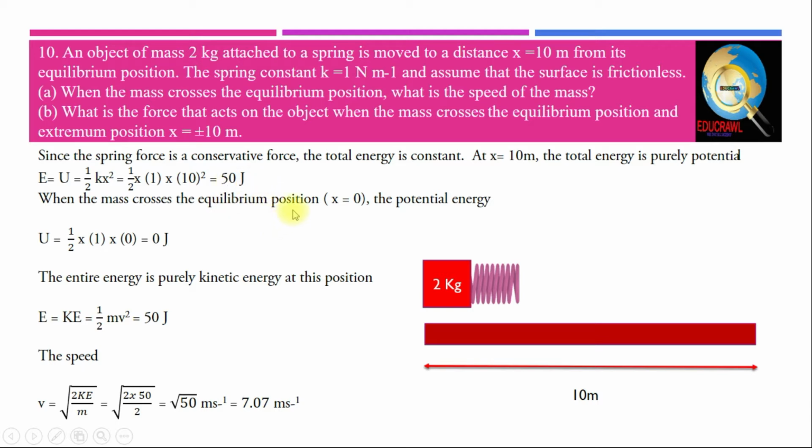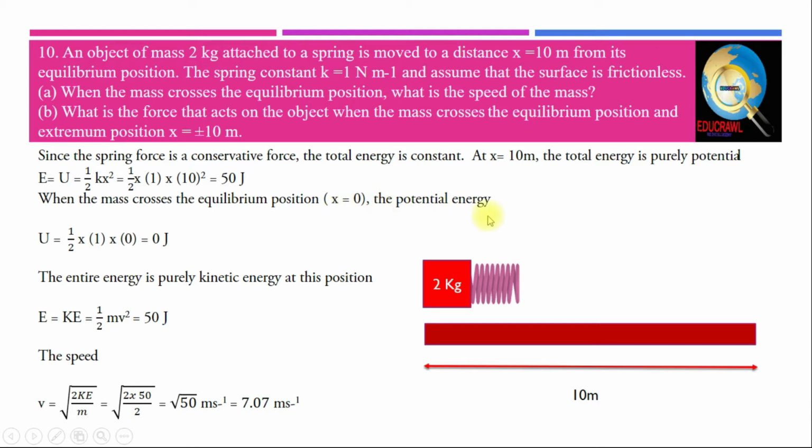Now, when the object crosses the equilibrium position, what is the potential energy? The equilibrium position is nothing but the mean position, that is x equal to 0. X means the displacement. Whenever there is no displacement, that is said to be an equilibrium position. When you apply a force only, it will be displaced through a distance. When no force is applied, it will be in equilibrium position. That is the rest position. The rest position is defined as the equilibrium position, which is x equal to 0.